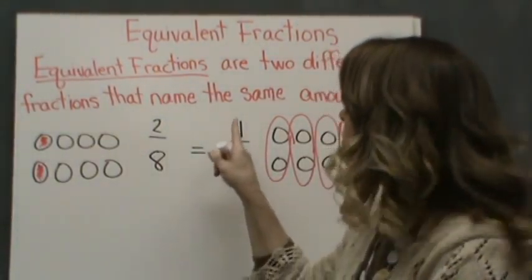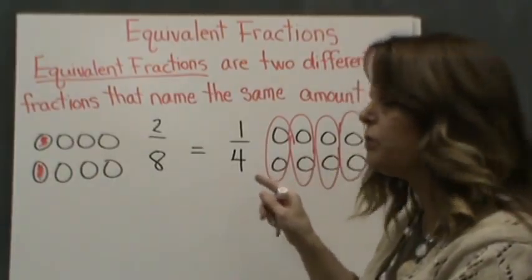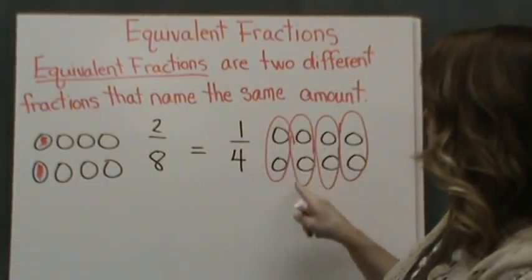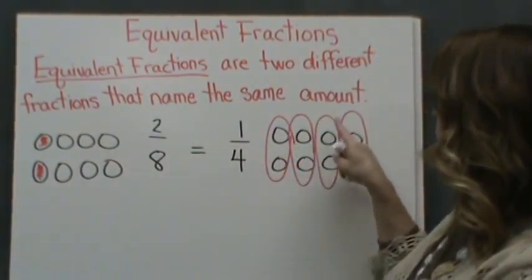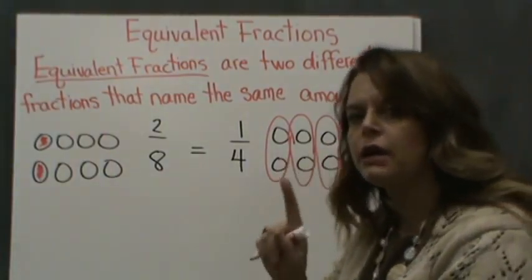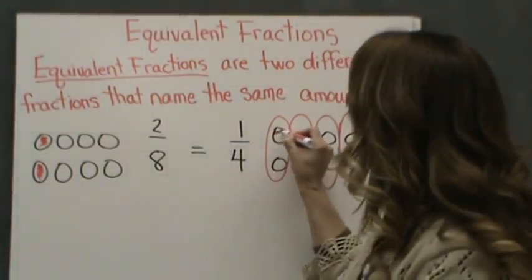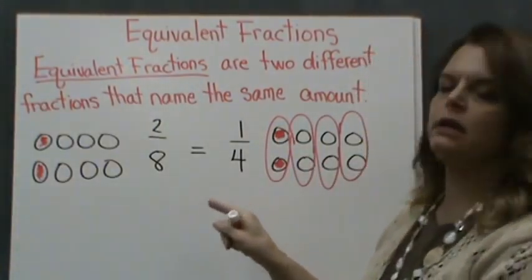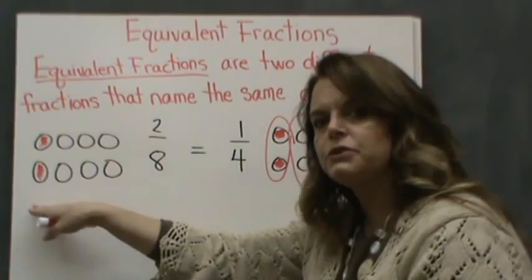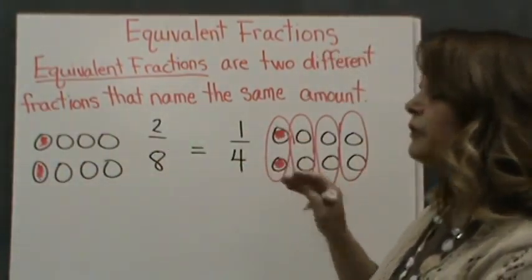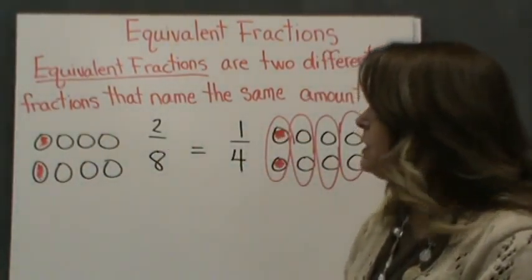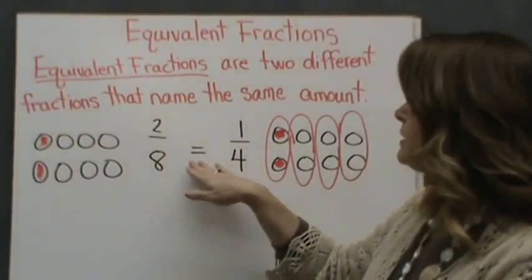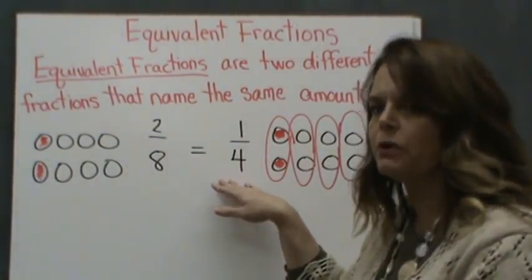And if I'm talking about 1/4 of the whole, this is 1, there's 2, 3, 4. So if I'm talking about one of those, I'm talking about this group. And you can see that over here I colored 2 circles, and over here I colored 2 circles. So 2/8 is equivalent to 1/4.